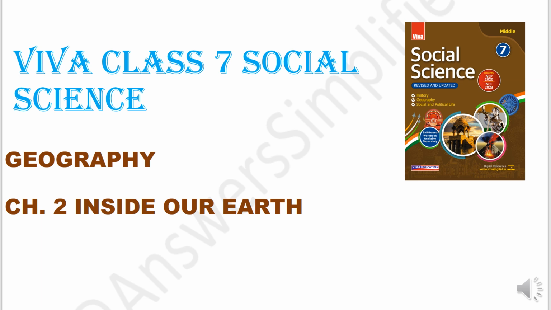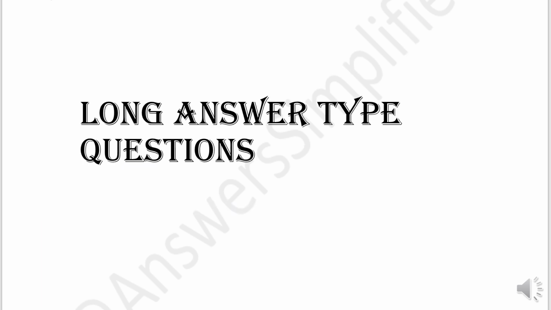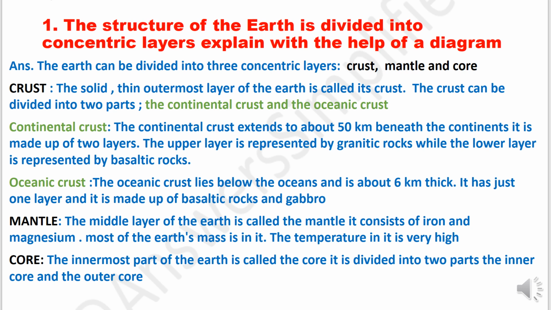In this video, I will be sharing answers of Viva Class 7 Social Science Geography Chapter 2 Inside Our Earth. Let us discuss the long answer type questions. The first question is, the structure of the earth is divided into concentric layers. Explain with the help of a diagram.